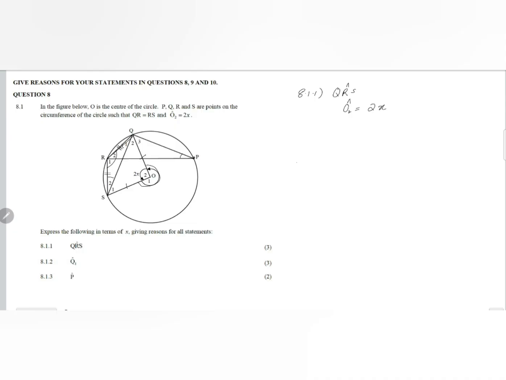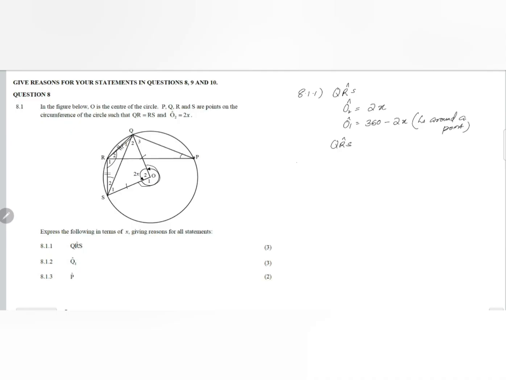Then what is O1, guys? Angles around a point, isn't it? Because O1 plus O2 is 360. Therefore, O1 is equal to 360 minus 2x. That is O1. So if 360 minus 2x is O1, then what is QRS? Here the reason is angles around a point. That idea we got.